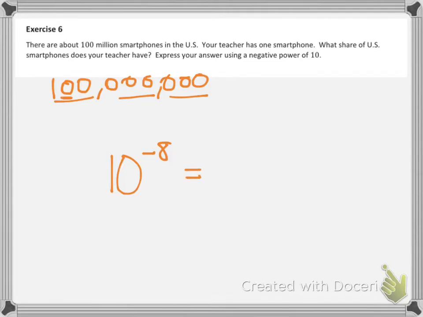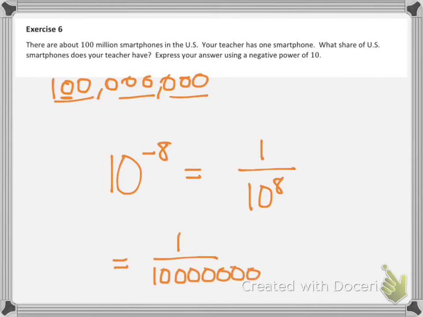Which is equal to 1 over 10 to the positive 8. And 10 to the positive 8 would be 8 more zeros. So 8 zeros altogether. So this would be equal to 1 over 1 and then 8 zeros. 3, 4, 5, 6, 7, 8. There we go. And we have 100 million.